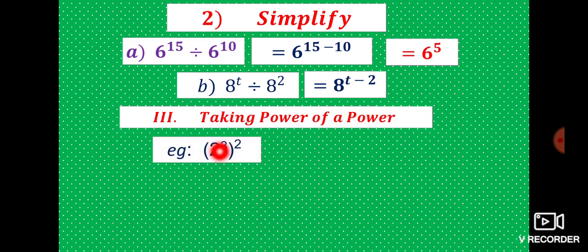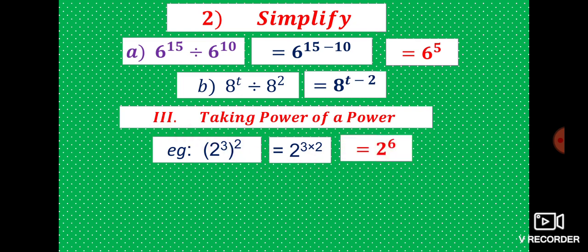Here, this is power of a power. 2 cube, that is 3 is the power of 2, and 2 is the power of 2 cube. That is power of a power. In this case, we multiply the powers. That is 2 raised to 3 into 2. This is the third law. 3 into 2 is 6. Very simple. You just multiply those two powers.